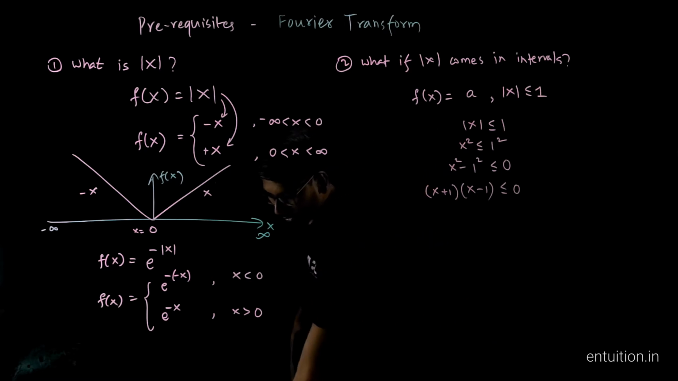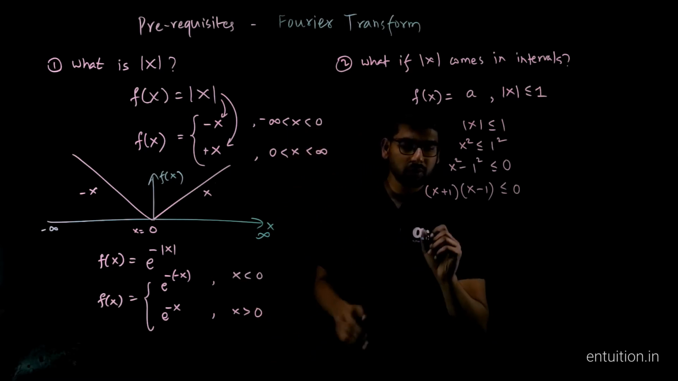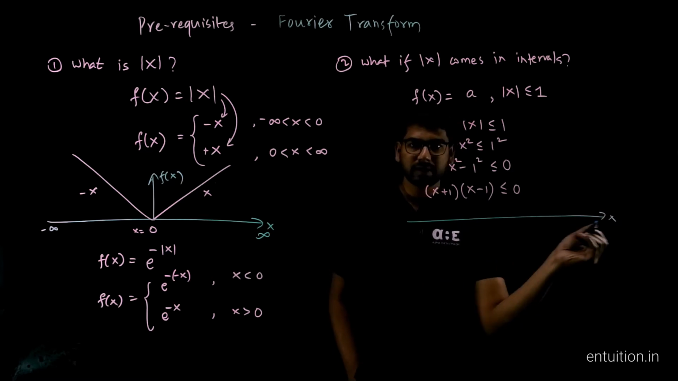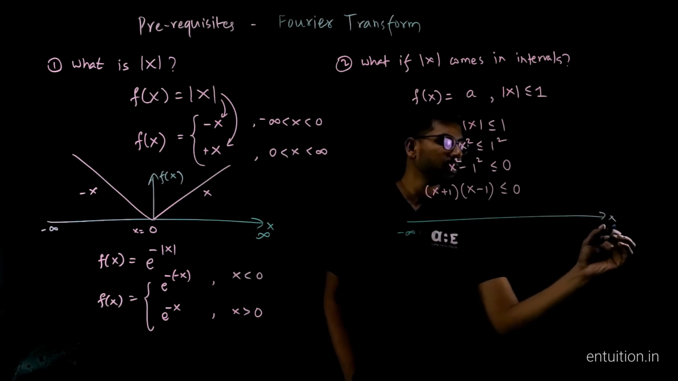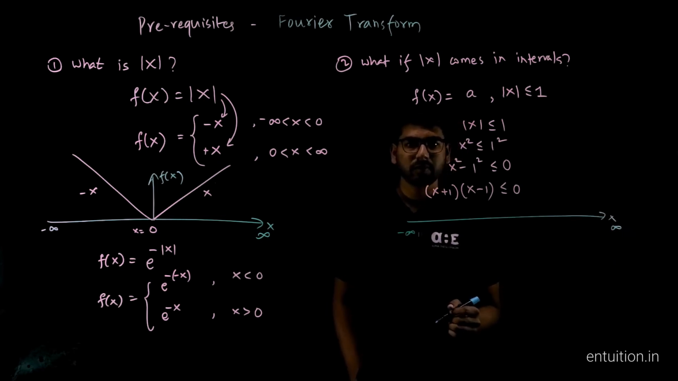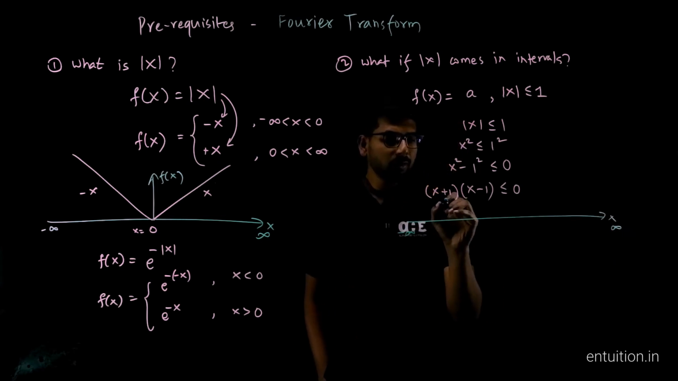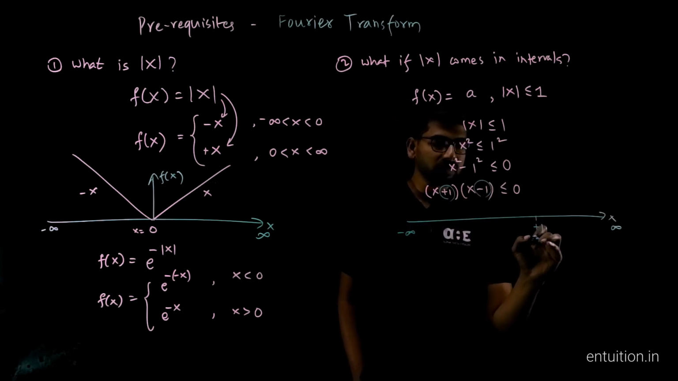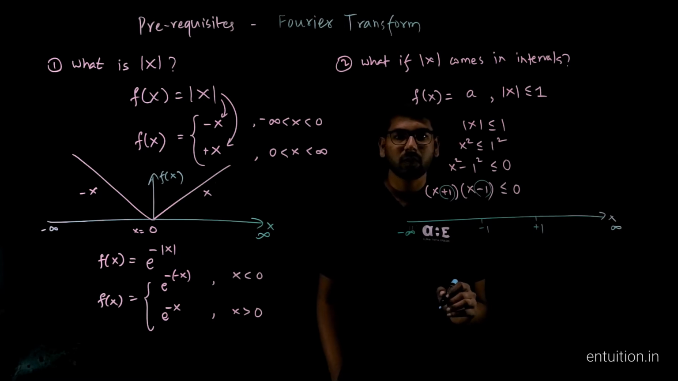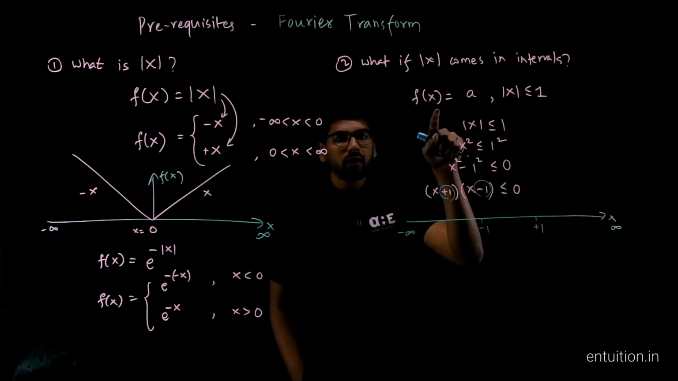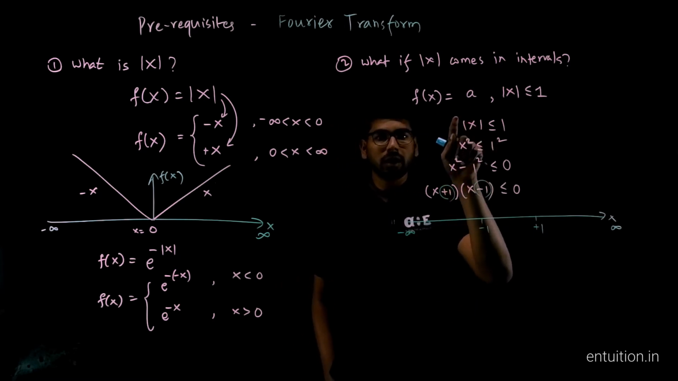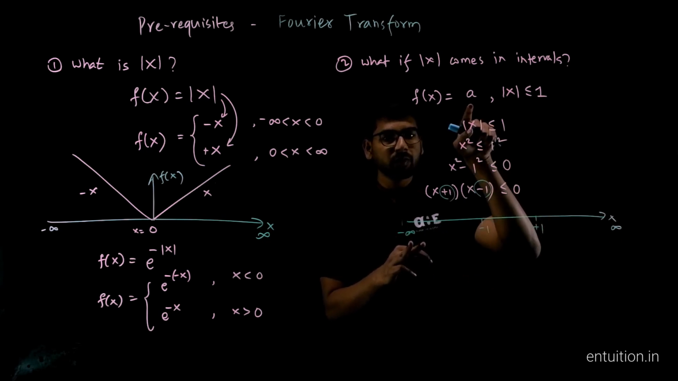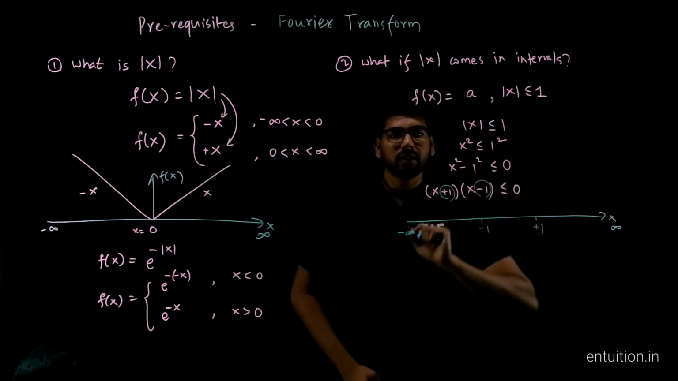Now what do we need to do? We need to draw the x axis. In this x axis, this is minus infinity, this is plus infinity, and here we have plus 1 and minus 1. So let's say here it is plus 1 and here it is minus 1. f of x must be defined from minus infinity to infinity, whereas it is defined when the interval is mod x less than or equal to 1.